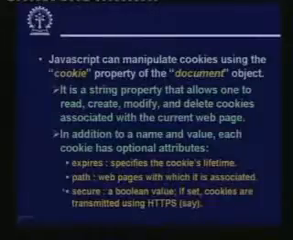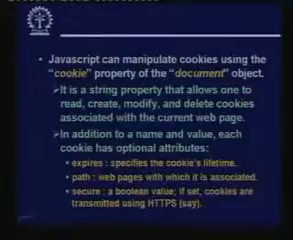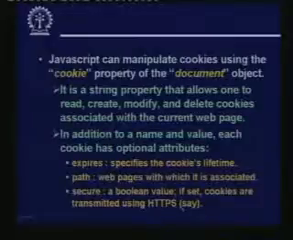And thirdly, there is a property called secure. This is a Boolean value. This can have the value either true or false. If it is set to true, then cookies are transmitted using secure HTTPS, for example.